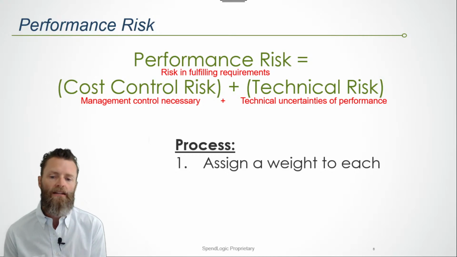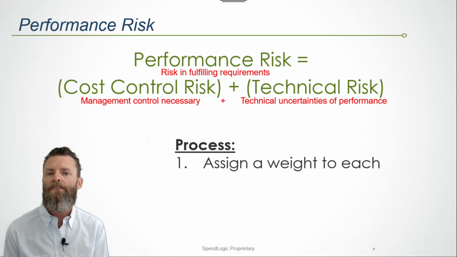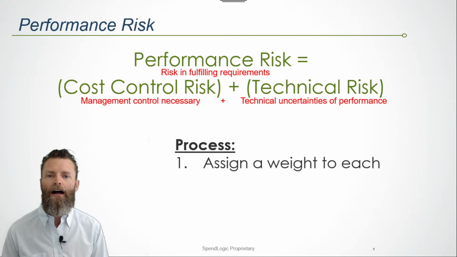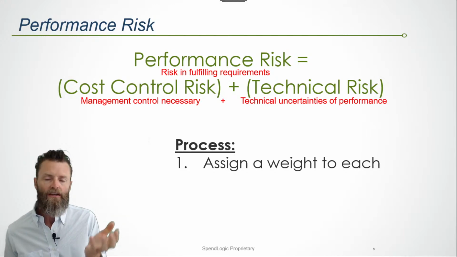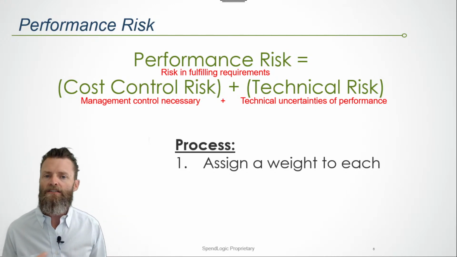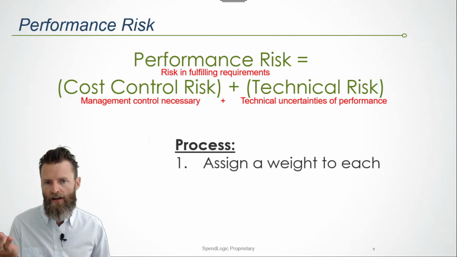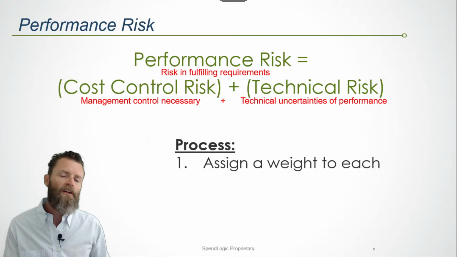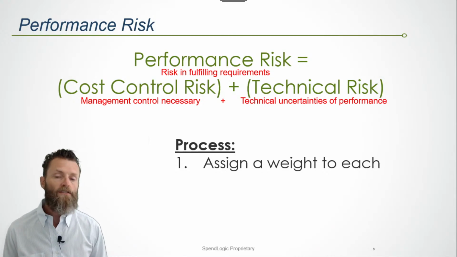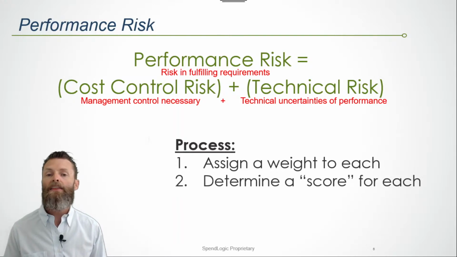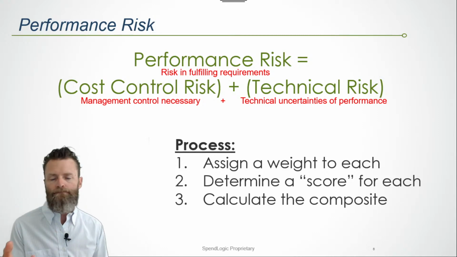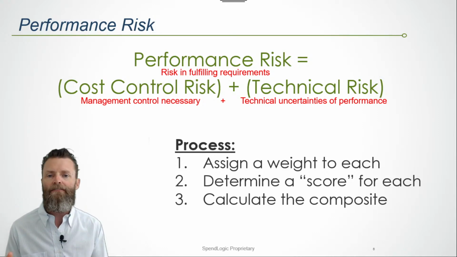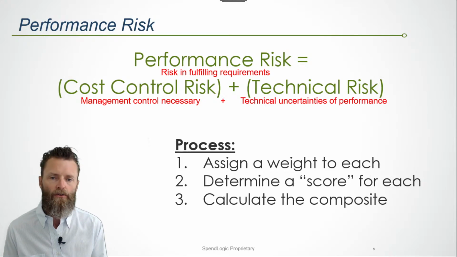So cost control risk is your management control that's necessary. So this is your cost control type stuff versus your technical risk, which is technical uncertainty. So if you've got something really, really complex that you're doing, then you're going to have a higher technical risk and a lower cost management risk. If it's something that you're repeating that has little or no technical risk, then you're going to have a very high cost control risk as a percent of total and a low technical risk. They play off of each other. So first, you're going to assign a weight to each of them. You're going to then assign a score, and then you're going to calculate the composite. So if each of them is 50% and you assign a score of 5% to each, then you're going to come out with a composite score of 5%.